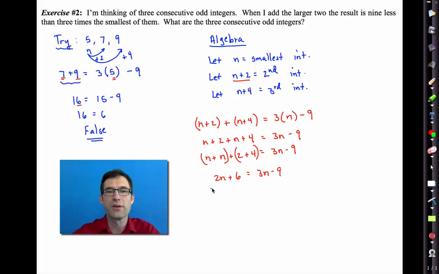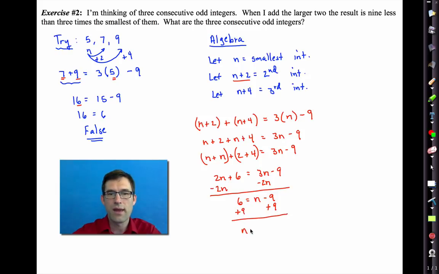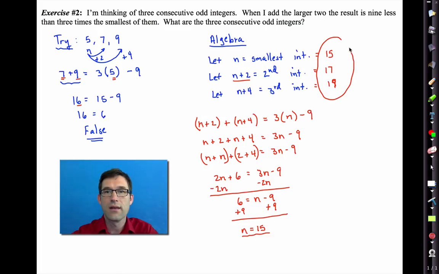Now let's apply some properties of equality. Additive property of equality to subtract 2n from both sides, or add a negative 2n. Additive property of equality to add 9 to both sides and get n equals 15. So, what are the 3 consecutive odd integers? 15, 17, and 19. It doesn't look like a 9. 19. Now, I really like this problem.